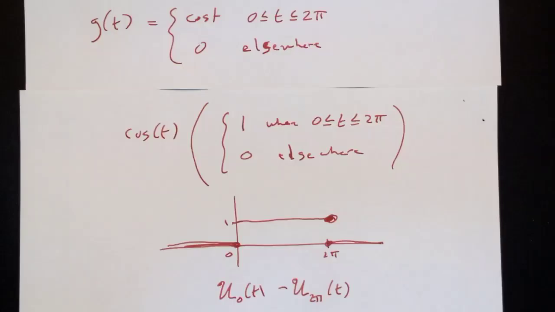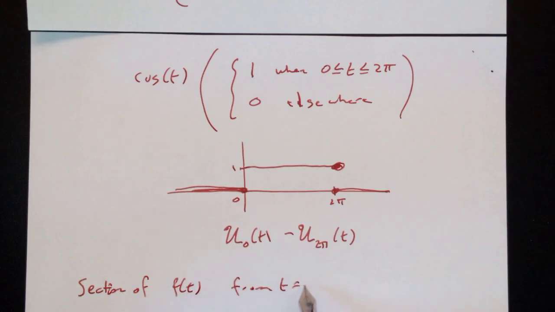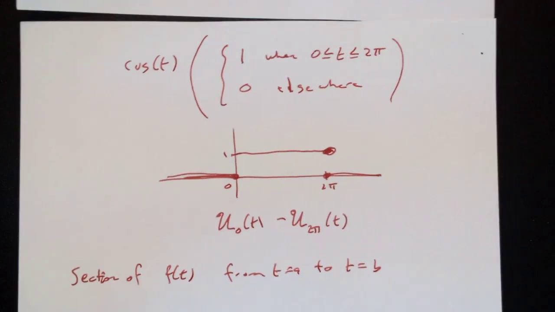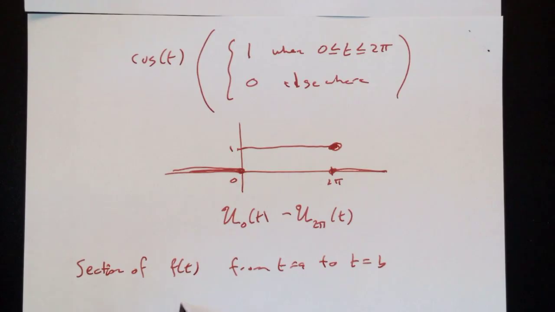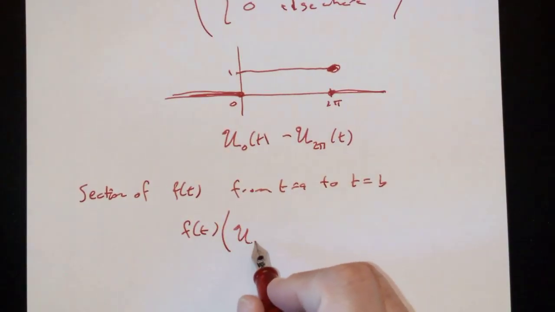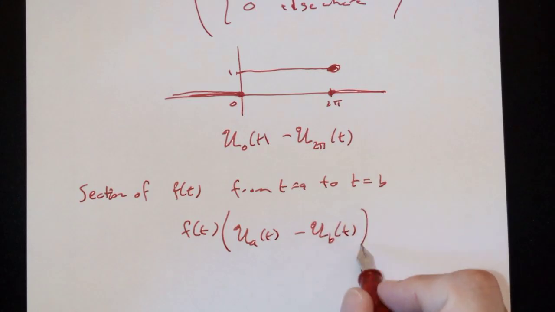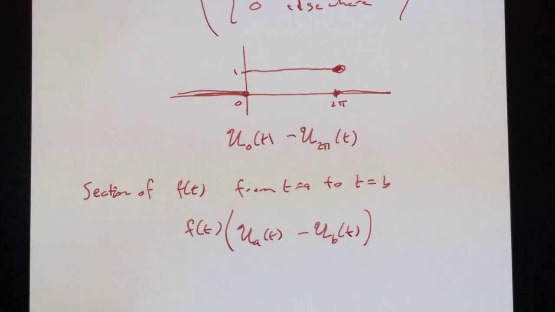As a matter of fact, if I want a section of f of t from t equals a to t equals b, I'm going to do exactly this. I'm going to use f of t times ua of t minus ub of t. So I can turn a function on, and then I can turn it off later.